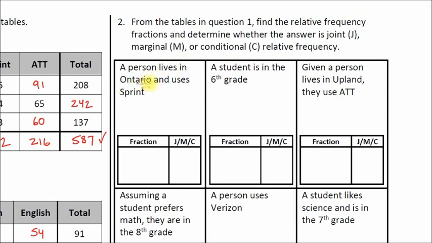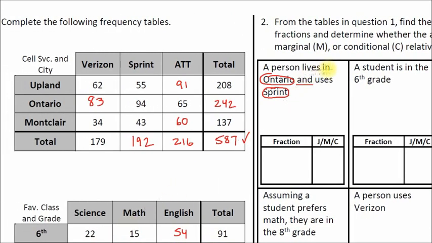A person lives in Ontario and uses Sprint. Well, I know that if I see the word and, then around that word and are 2 categories, and those 2 categories are either from a column or a row. That means I've got marginal frequency. Actually, in this case I realize Ontario is a row and Sprint is a column. If I'm looking at a column and a row connected by the word and, that means it's got to be joint. That means it is joint relative frequency.